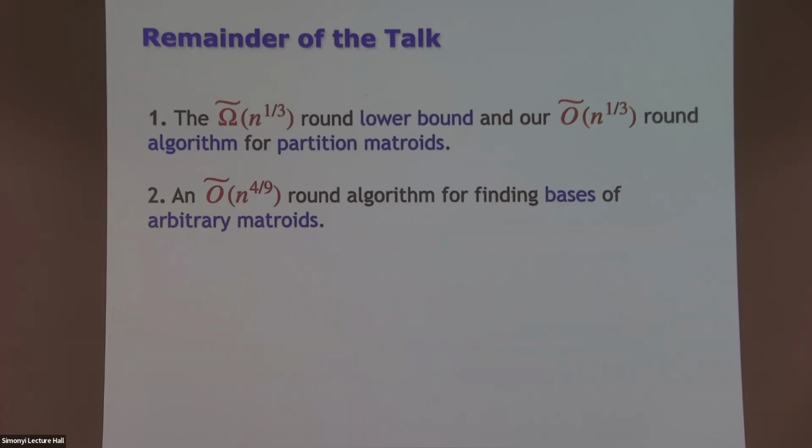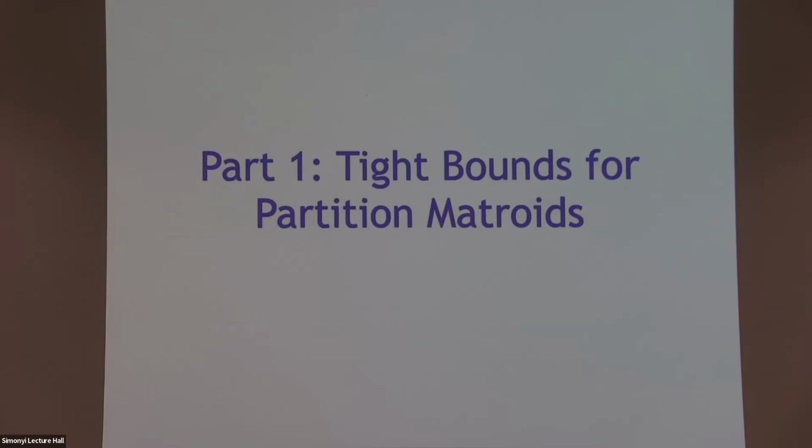And so for the remainder of the talk, I'll first talk about this n to the 1/3 round upper and lower bounds for partition matroids. And then with the last bit of the talk, I'll specialize these algorithms to arbitrary matroids. I won't actually give you the 3/7. I'll give you a 4/9 round algorithm. It's a little bit simpler to describe. Great. And so let's then start with tight bounds for partition matroids.